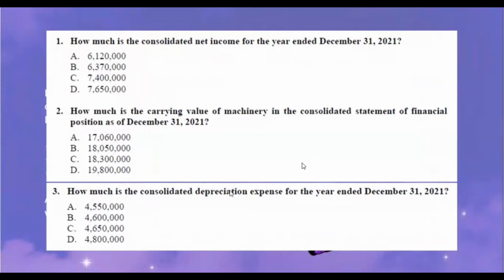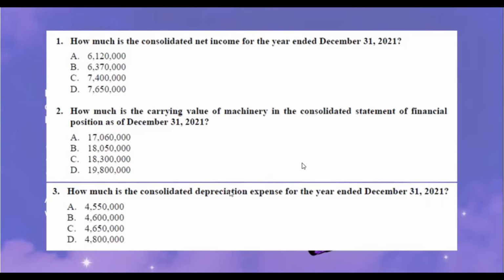Number one, how much is the consolidated net income for the year ended December 31, 2021? So i-highlight mo na agad. This is consolidated net income. Pakitandaan palagi also relevant yung year. So not for this problem but in some other problems where 2 years are presented.